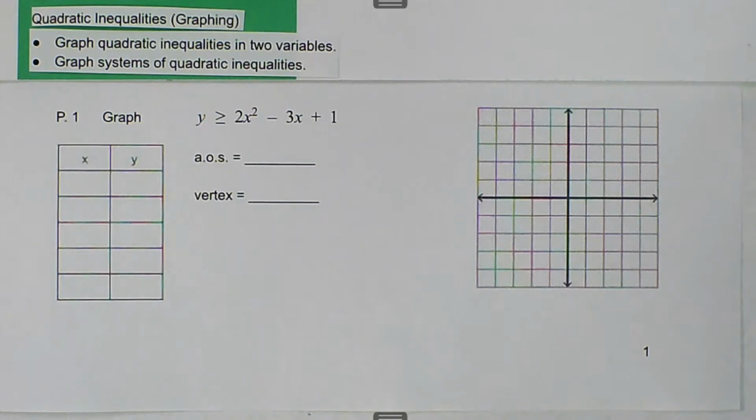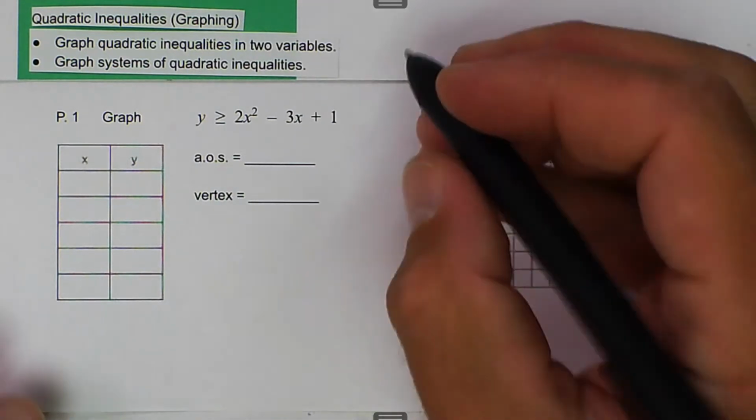We are talking about graphing quadratic inequalities, and we want to be able to graph quadratic inequalities in two variables. So we have the inequality y is greater than or equal to 2x squared minus 3x plus 1. So it's in standard form. So the first thing we want to do is calculate our axis of symmetry.